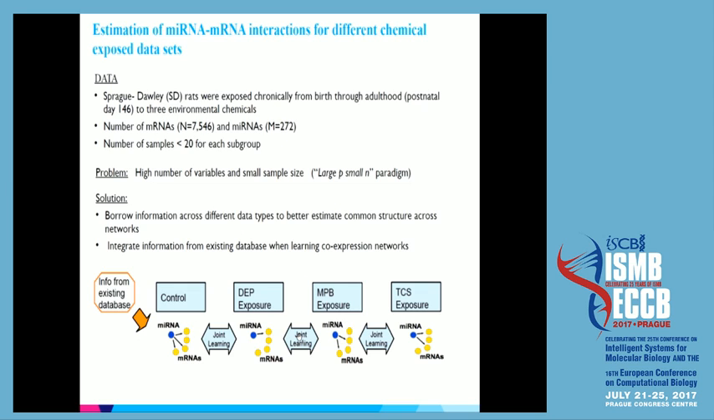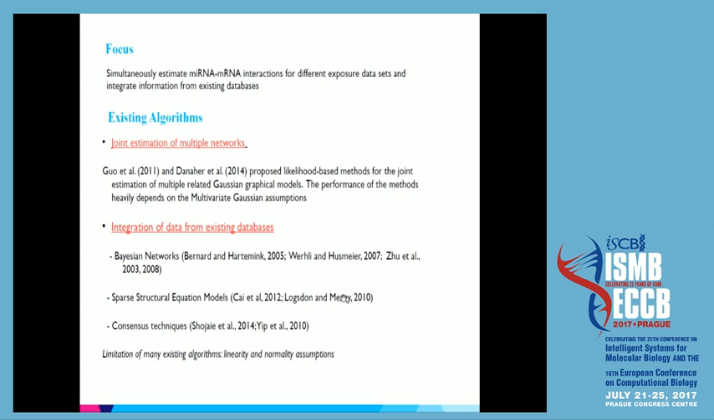So in this setting, there are actually existing algorithms doing that. For example, for the joint estimation of multiple related networks, there are these nice works that rely on graphical Gaussian graphical models that basically rely on a penalized likelihood approach. The problem is that the performance of these methods really relies on the assumption of Gaussianity and linearity.